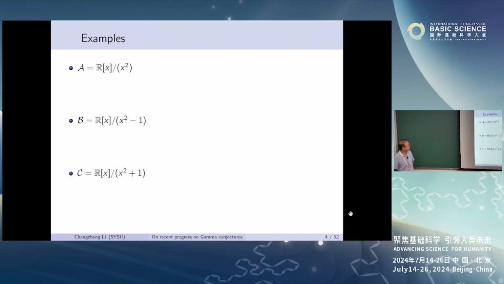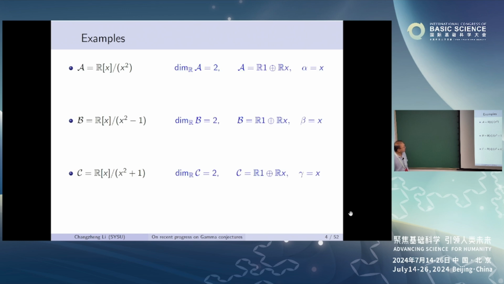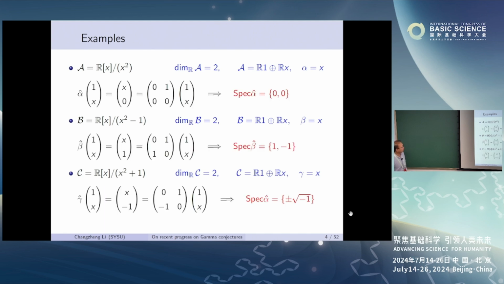For example, we consider these three algebras. All of them are of dimension 2, and we can fix the basis, say 1 and x, and then choose the same element x and consider the linear operator. Because this is a basis, we can write down the associated matrices, respectively of these three forms. By calculating the eigenvalues, it's quite easy to see that this one is 0, 0, this one is 1, minus 1, and this one is plus or minus the square root of minus 1.